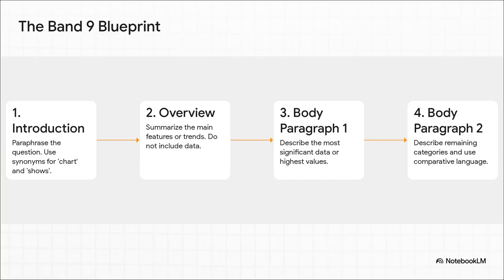And here it is. It's that simple. 4 logical steps. You've got your introduction, your overview, and then 2 body paragraphs. It's really just, first, you say what the chart is about. Then you give the big picture summary, the most obvious trends. And finally, you zoom in and give the specific details as evidence. That's it. Simple, clear, and seriously effective.